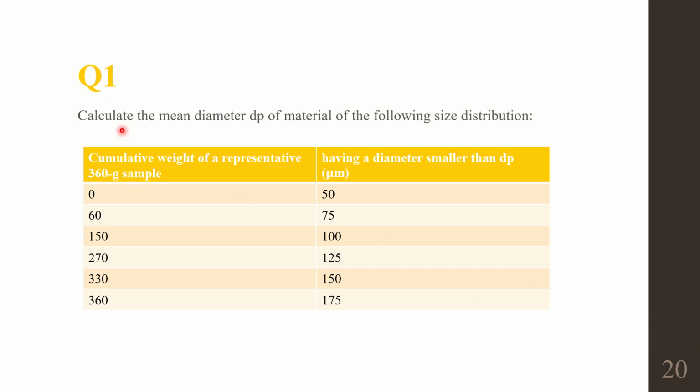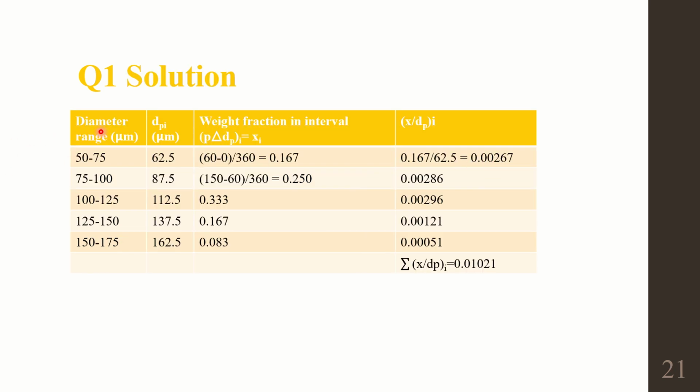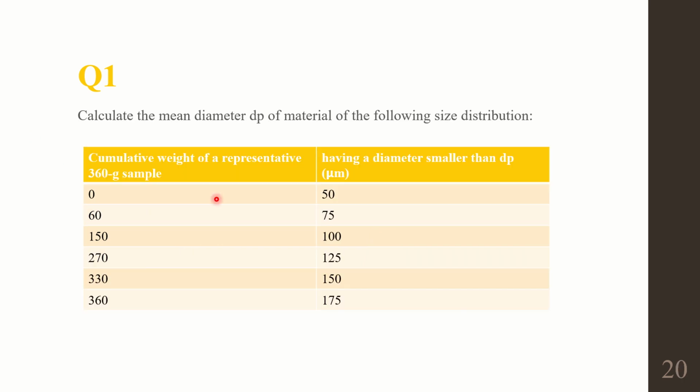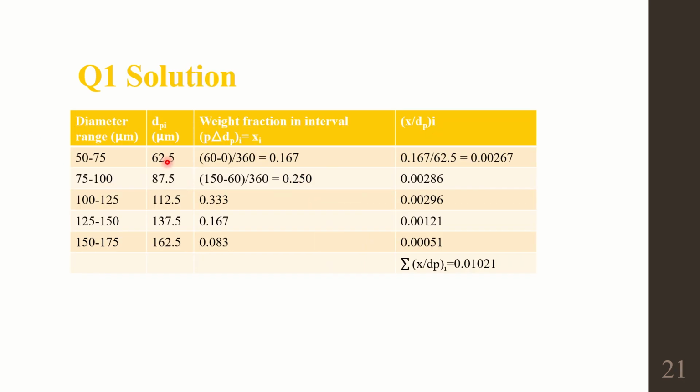So we need to calculate the mean diameter of the particle for the following size distribution. We have a particle size distribution given, from which we need to calculate the mean diameter. For the 50 to 75 micrometer particles, the average size is 62.5: 50 plus 75 by 2, that is 125 by 2, which is 62.5. Similarly, 175 by 2 is 87.5.